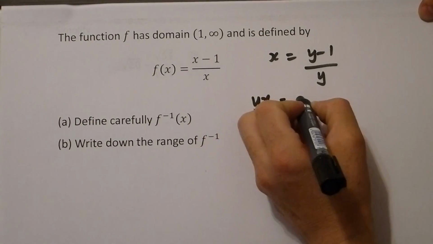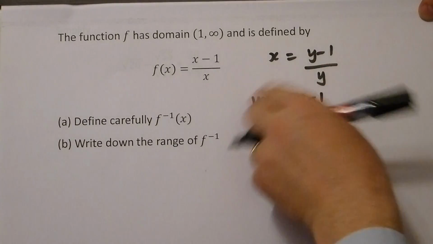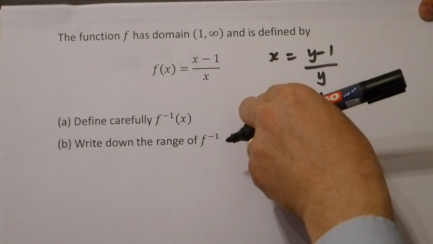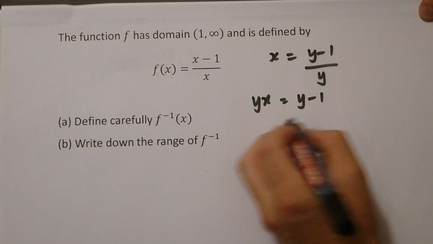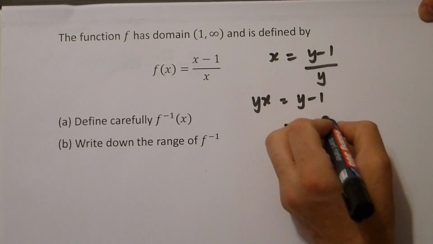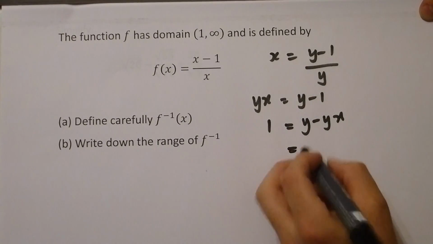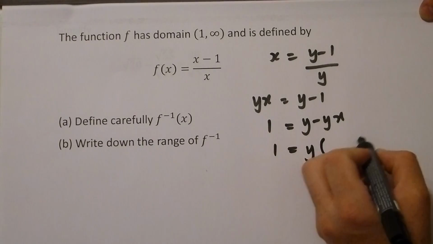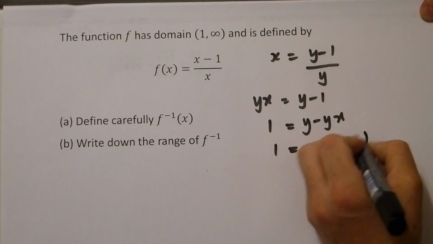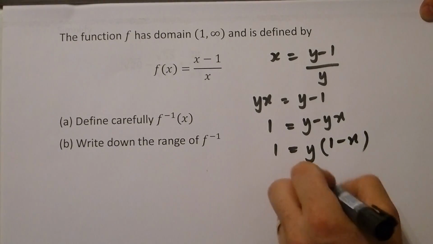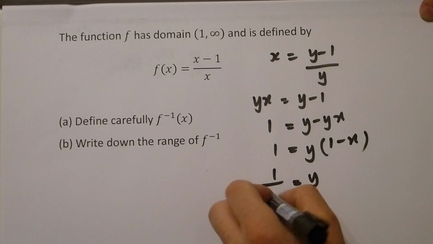y times x is equal to y minus 1, taking the y across. Option here, I could take the 1 across here and bring the yx across, or alternatively the y over. I'm going to opt for the yx over this side, so bringing the 1 over. And the reason we do that is so that we can partially factorise the side where the letter y is. And then if I divide by this bracket, we've now got y by itself.